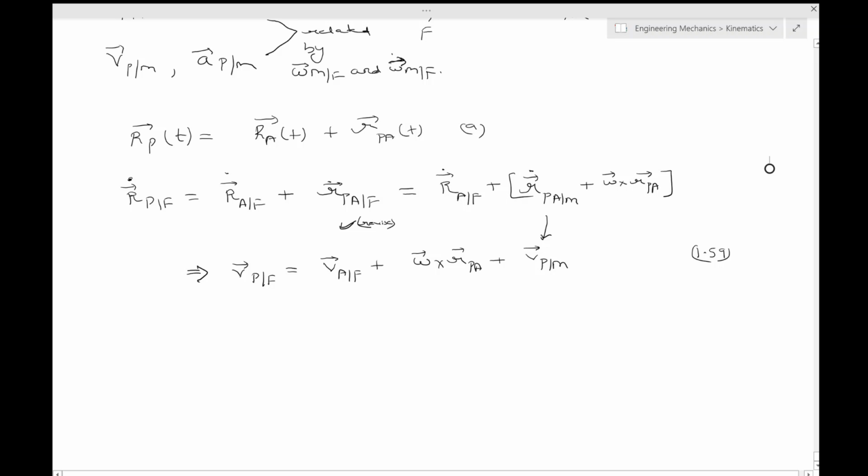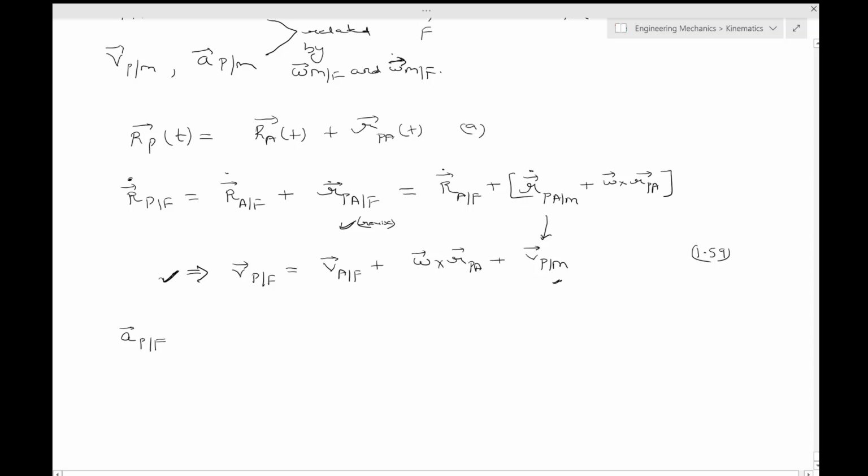Now we want to again take a time derivative of this equation. Here what we have done is found the relationship between the velocity of this material point P in frame F and in frame M. Okay, so we have found that relationship over here. So we want to do the same for acceleration. To do that, we just differentiate this equation with respect to time. Okay, that would give us acceleration of P with respect to F.